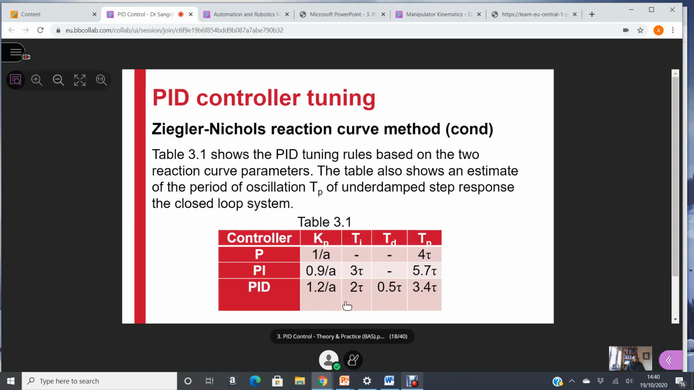I've already explained this slide. The rules, which use the reaction curve method, are pretty straightforward. If you want to use a proportional only controller, you simply take your Kp to be 1 over A. That's it, no Ti or Td. If you want to use a PI controller, this is how you set the gains. Kp you set to 0.9 divided by A, and your Ti you set to 3 times tau. And if you want a 3-term PID controller, then your Kp is 1.2 divided by A, Ti equals 2 tau, and your Td is 0.5 tau.